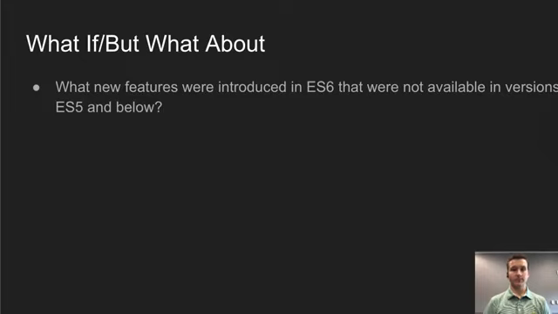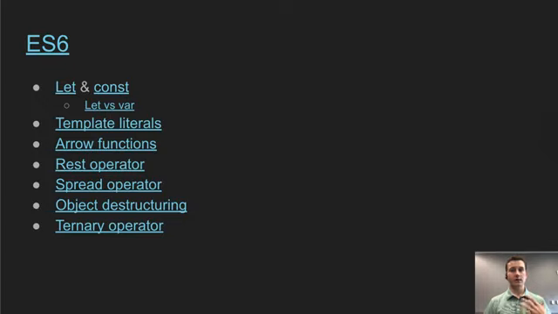What about ES6? What new features were introduced in ES6 that were not available in ES5 and below? So let and const. Let allows you to assign a variable that is modifiable, whereas const is read-only. So here we have let and const. Let and const can't touch the global scope from function or block scope, and var can't touch the global scope from function scope, but can from block scope.